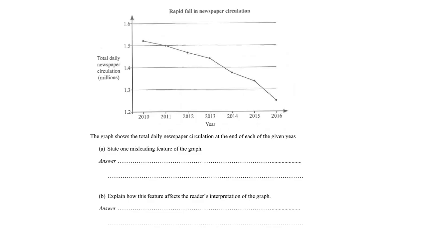Hello everyone, welcome to this video where we are given this graph that shows the total daily newspaper circulation at the end of each given year, okay? And so, state 1 misleading feature.